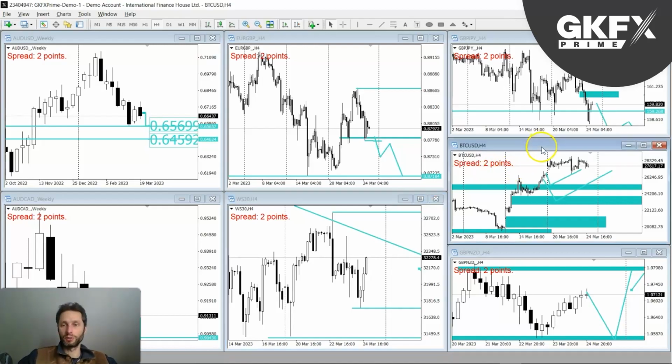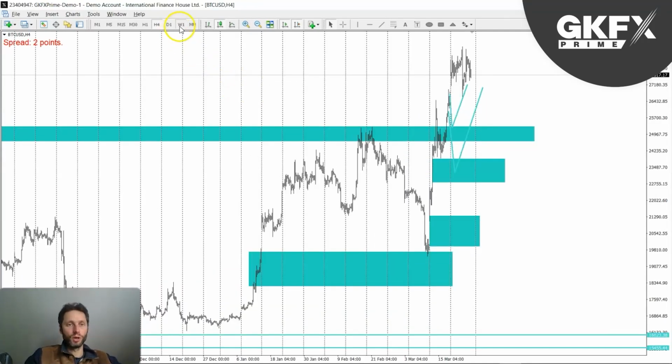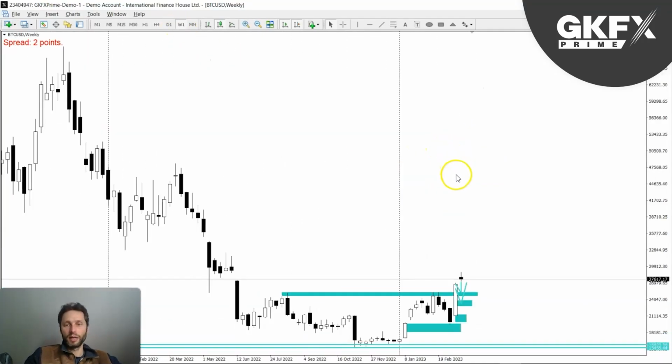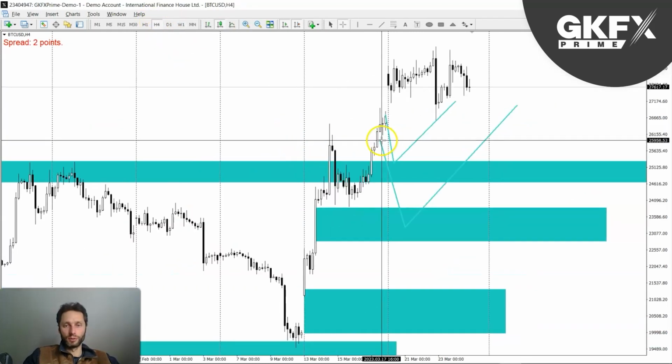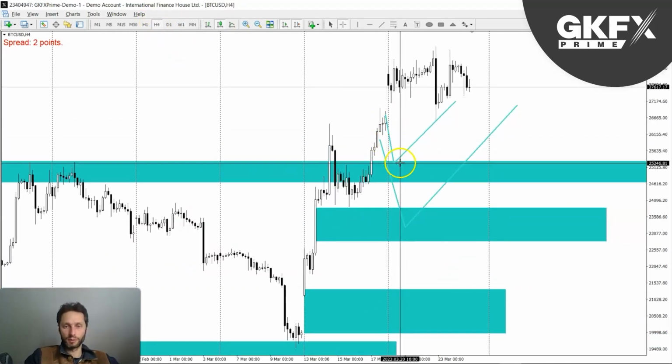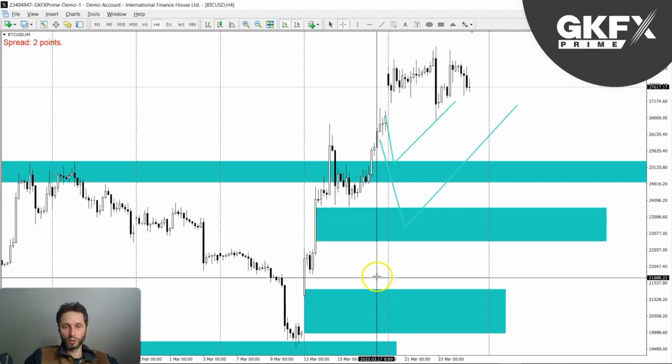Okay, last but not least, as always, we're going to end up with a crypto, and in this case, we're going to continue on the Bitcoin outlook. I did still have a bullish outlook on Bitcoin overall. And if we look at last week's, I was waiting for this drop into this level, or possibly these levels.